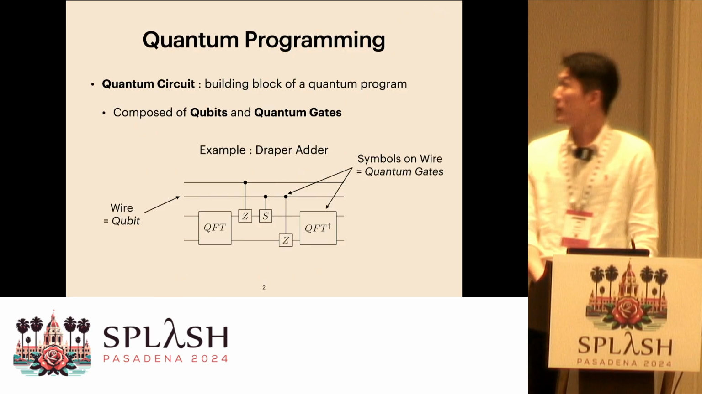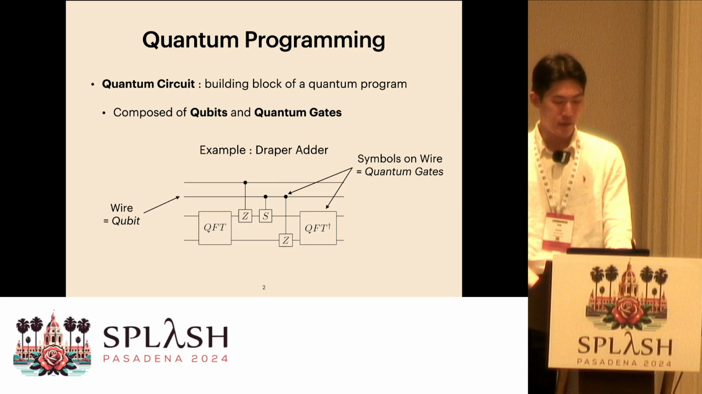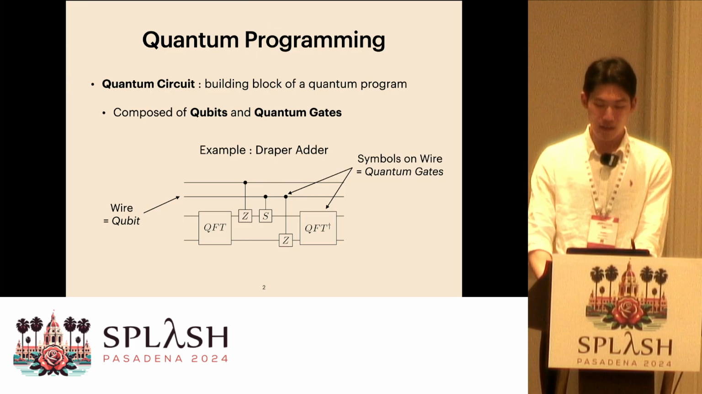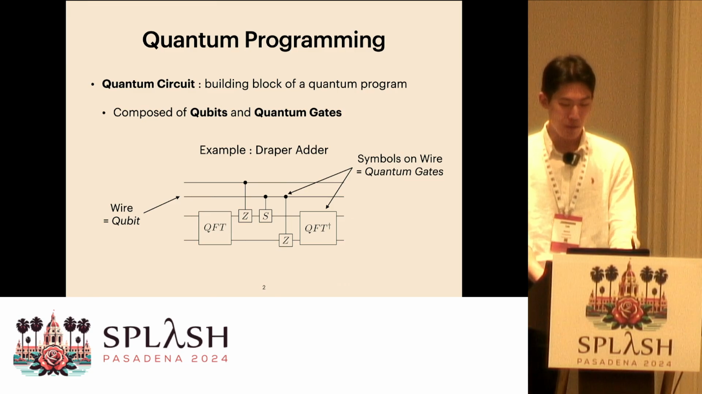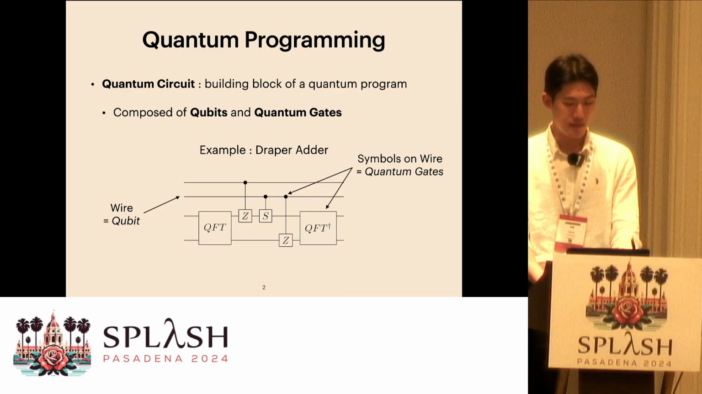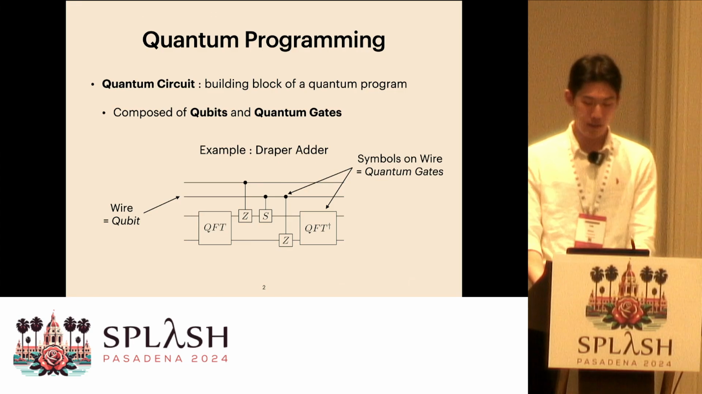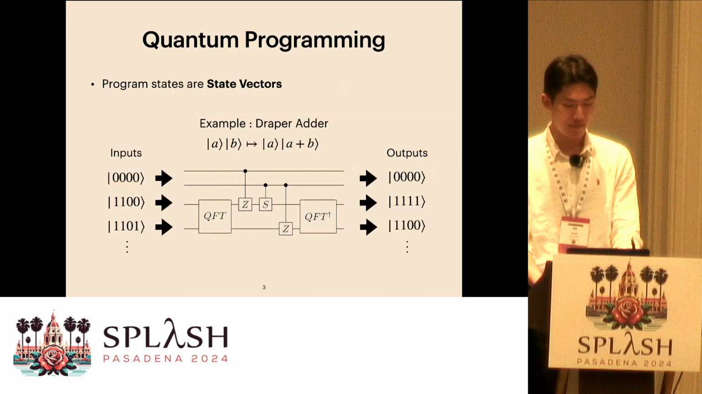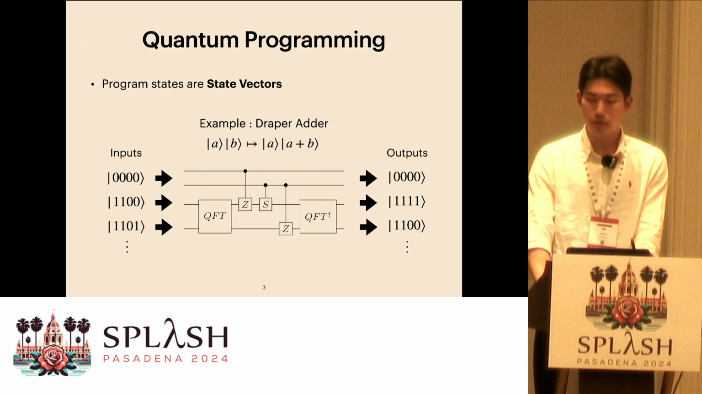First, let me introduce some key concepts in quantum programming. A quantum circuit is the fundamental building block of any quantum program. This diagram shows the implementation of a quantum operator which performs addition on quantum states. In a quantum circuit, each wire represents a qubit and each symbol on the wire represents a quantum gate. And each program state is expressed by a state vector.